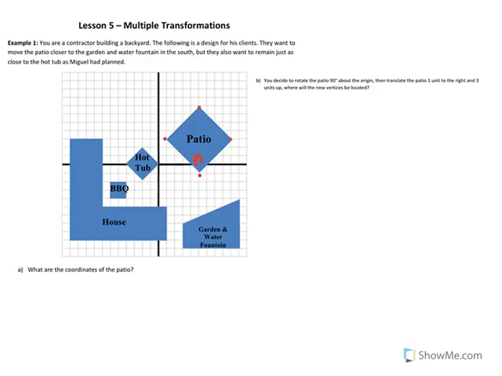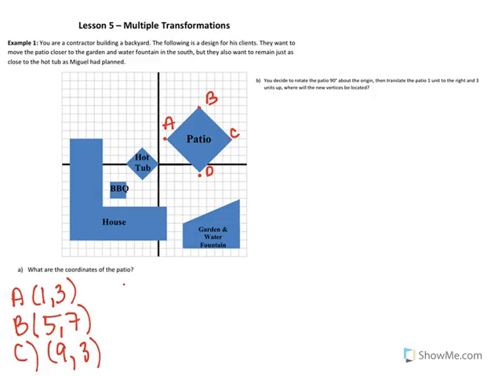We're going to call them A, B, C, and D. I've changed my mind. We're going to call this one A, B, C, and D. Okay, the coordinate for A is 1 and 3. The coordinate for B is 5 and 7. And the coordinate for C is 9 and 3. And the coordinate for D is 5 and -1.